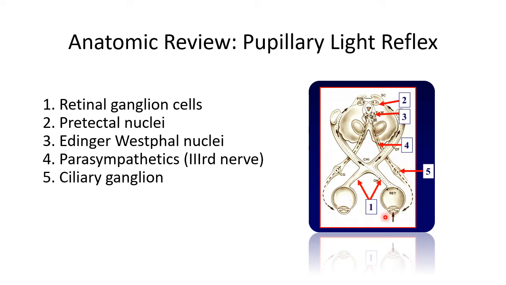And as a result, if light enters one eye or any one of the eyes, because of this decussation that happens twice here at the chiasm as well as at the level of the pretectal nuclei, it will result in pupillary constriction in both eyes.